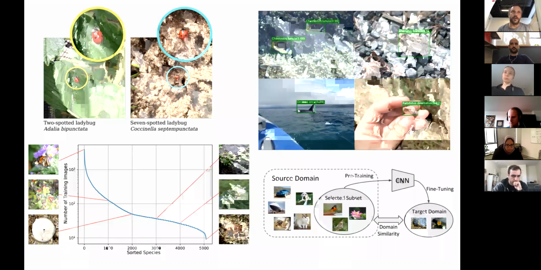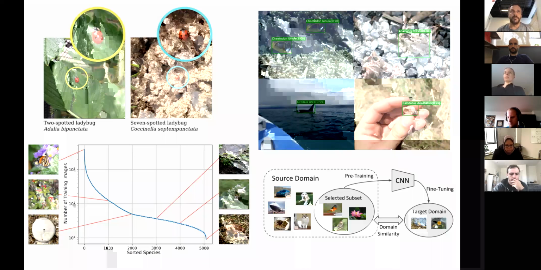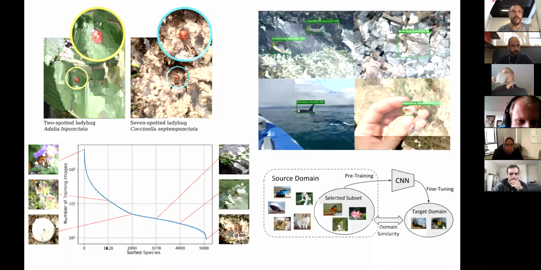Some of the research problems that have popped up there are, just to remind you what fine grain looks like, at the top left, you see two different species of ladybug, and one of them is 2-spotted and the other is 7-spotted. So at a glance, you might not notice that these are different at all. So there are some really subtle field markings there. But in terms of research challenges, one of the things that's really pronounced in the fine grain world is the so-called long tail problem.